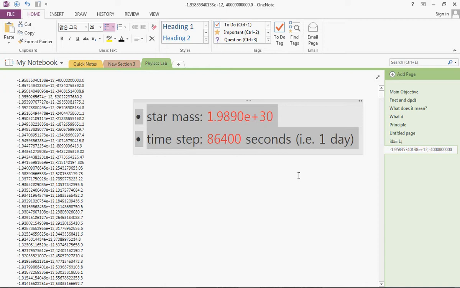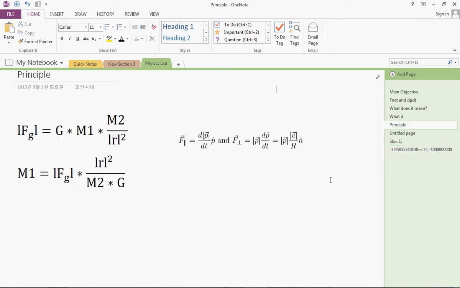So here is the initial condition. Star mass is 1.989 E230, the time step is a day, and this is the position data they gave us. It's just a bunch of numbers, so I'm not going to go through each of them. Based on this, how do we solve the problem? How do we find the mass?